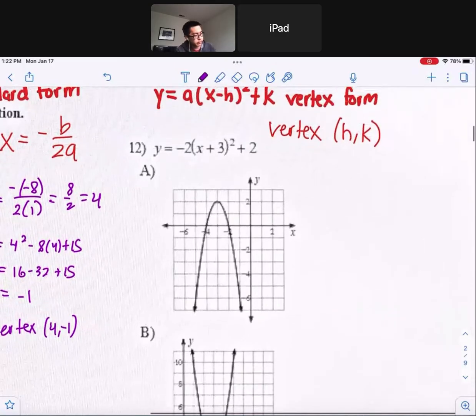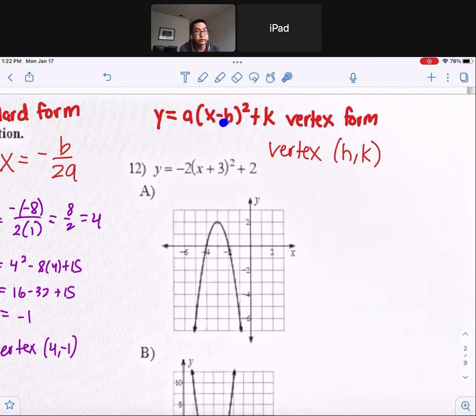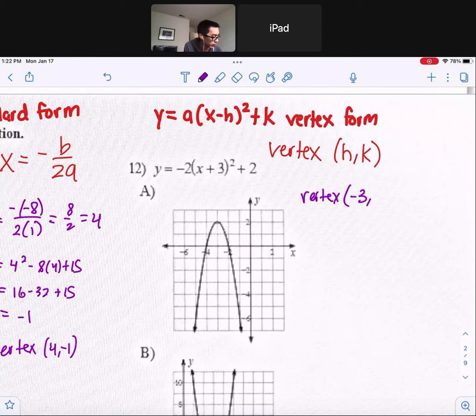12. So this is vertex form, you guys. Now notice the h value for vertex form. It's the opposite, right? x minus h, and then as a vertex, it's going to be positive 8. And the k's are the same. So since this says positive 3, we know the h value of the vertex is going to be negative 3. And then since k is the same value, it will be negative 3, 2.